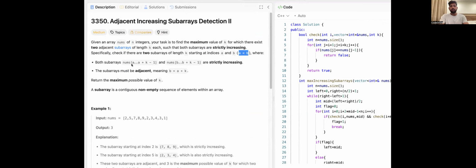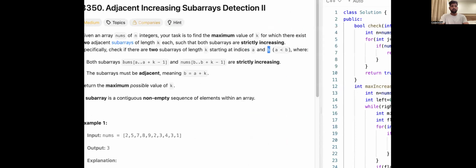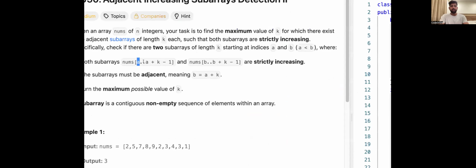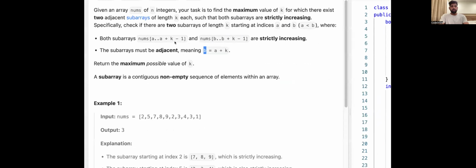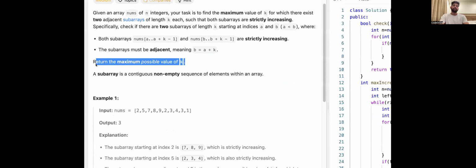Okay. So index a is less than index b, and both subarrays, nums from a to a plus k minus 1, which means length k, is increasing, and then b to b plus k minus 1 is also strictly increasing, and b is equal to a plus k. It means that you jump k indices from a and you get b. So we have to return the maximum possible value of k.